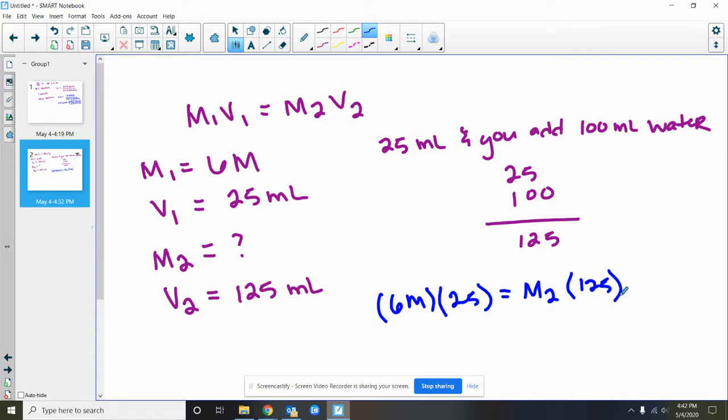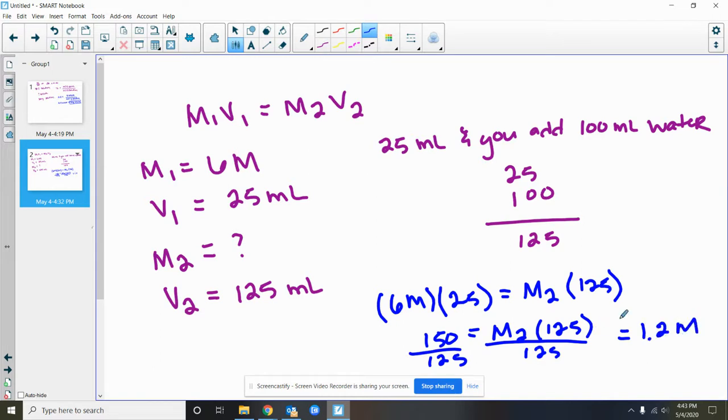So what do I expect? I expect that my molarity goes down because I am diluting it. My volume went up. So I had 6 molar, so 6 times 25 is 150 equals M2 times 125, divide over 125. And when I do that, 150 divided by 125 is 1.2. So my final molarity is 1.2. Is 1.2 less than 6? Yes, it is, so I know that makes sense. When you're diluting something, you shouldn't have a higher concentration, because that's not what dilution is.